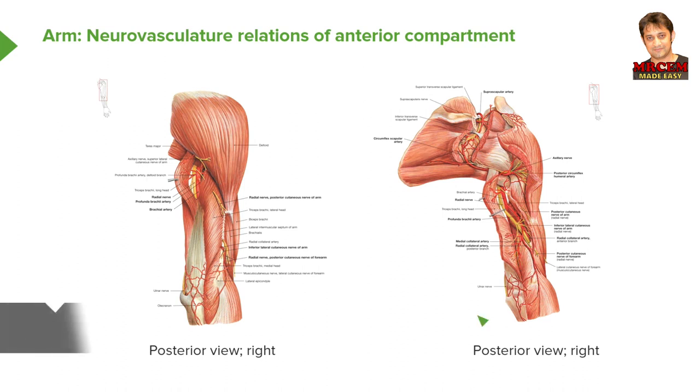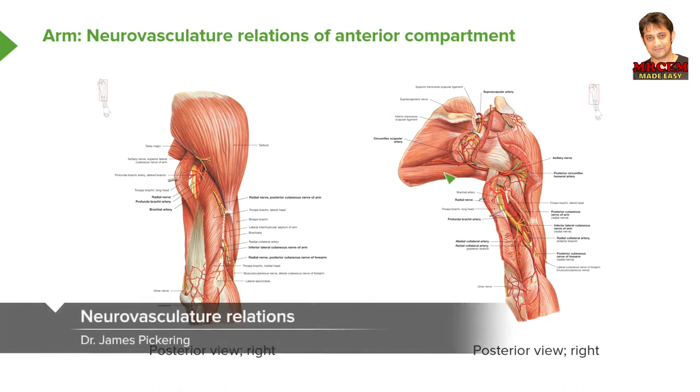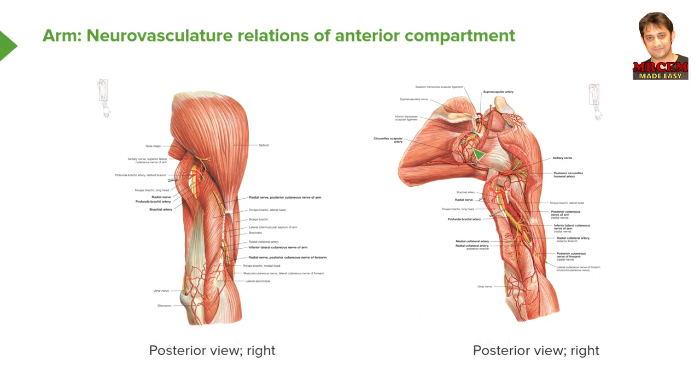Neurovascular relations are important on this posterior compartment. I'll talk about the ones that are passing up through the scapula in more detail when we look at the blood supply to the upper limb. But really, I just want to focus in on these blood vessels and nerves which are passing out of the triangular interval. We can see it here.